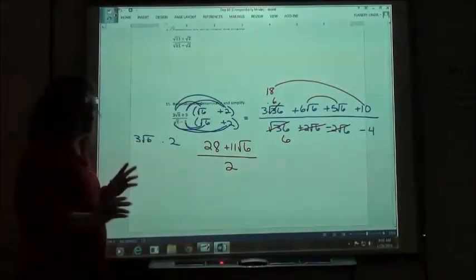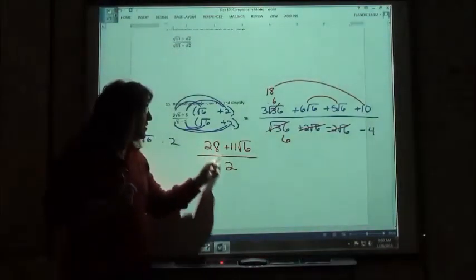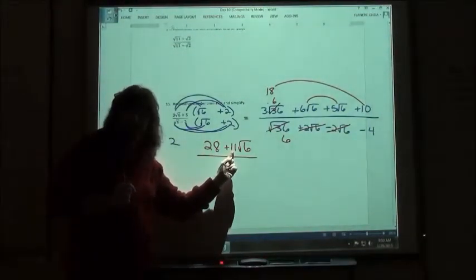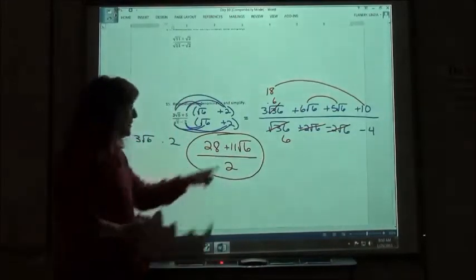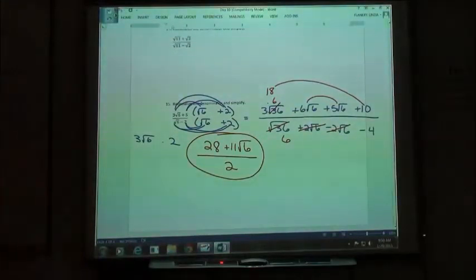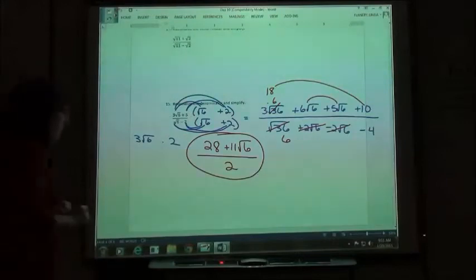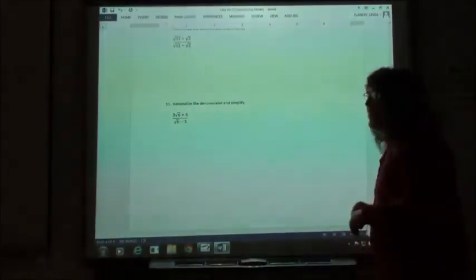Now again, I cannot reduce this one, even though these are both divisible by 2, 11 is not, so I can't do it. If that was an even number in front of my square root, then I would have been able to reduce. I can only simplify if all three of them are divisible by the same thing. All right, that is the end of everything in that review section.